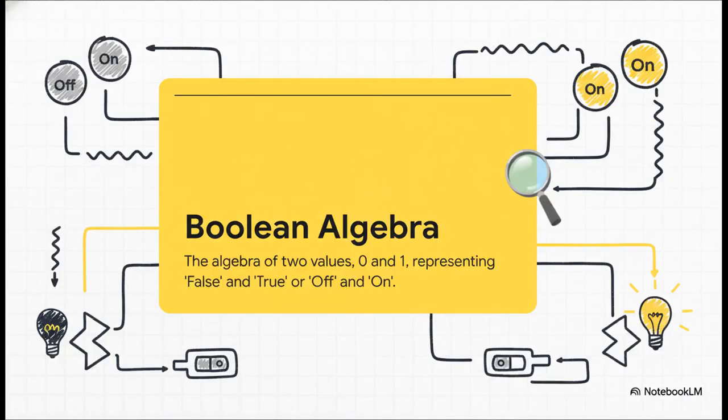Okay, so the foundation behind all of this is something called Boolean algebra. Now, don't let the word algebra scare you. Forget all those X's and Y's. Here, we're just talking about two numbers, 0 and 1. That's it. Think of it like a simple light switch. It's either off, that's a 0, or on, and that's a 1. This simple two-state idea, this is the bedrock of everything digital.